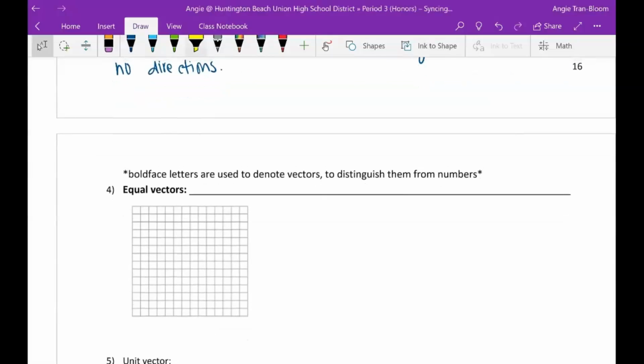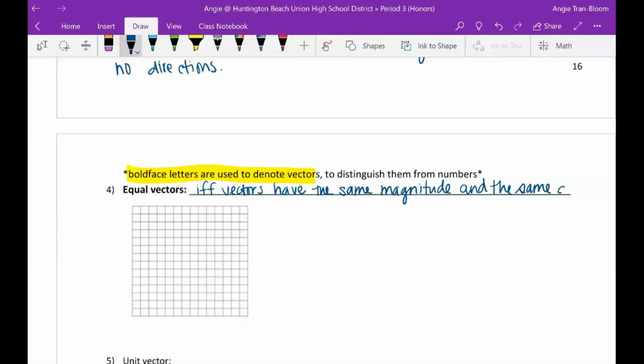All right, this is just to remind us: bold-faced letters are used to denote vectors, to distinguish them from numbers. Equal vectors: vectors are equal if and only if they have the same magnitude and the same direction.